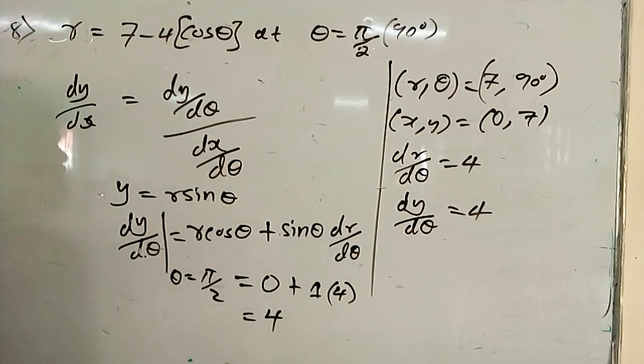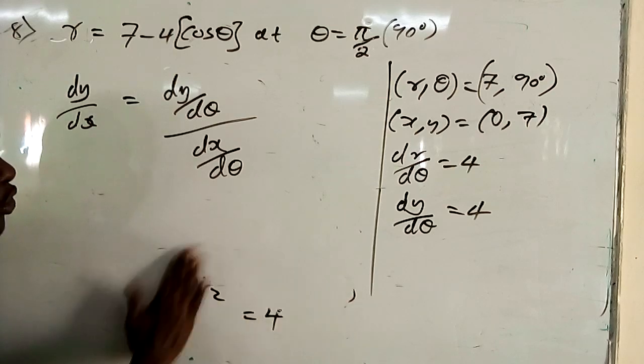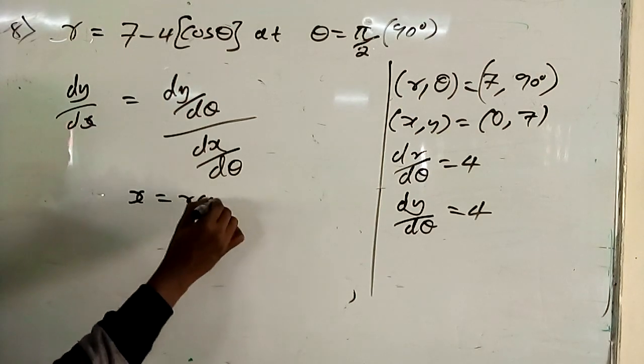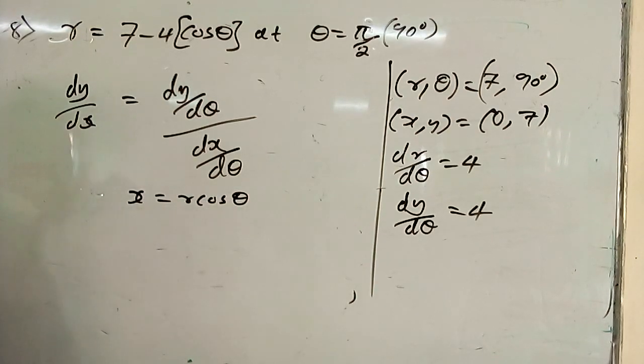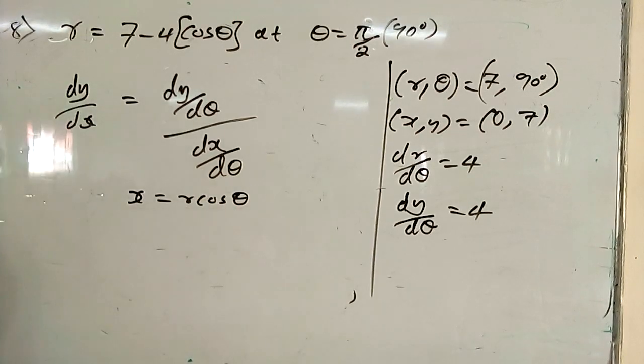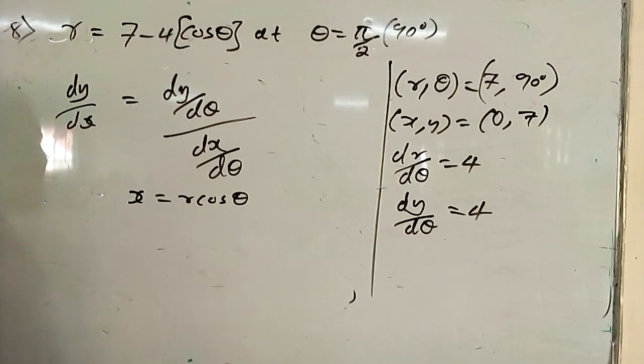We now look for dx over d theta, isn't it? Let us now look for dx over d theta. For you to get dx over d theta, meaning you must know x, isn't it? What is x? R cos theta, isn't it? R is a function of theta, it means it is a product of two functions, isn't it? We are now differentiating x with respect to theta using the product rule, isn't it?